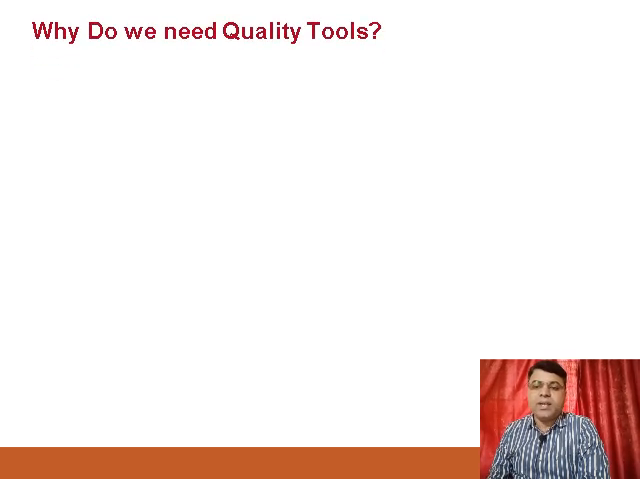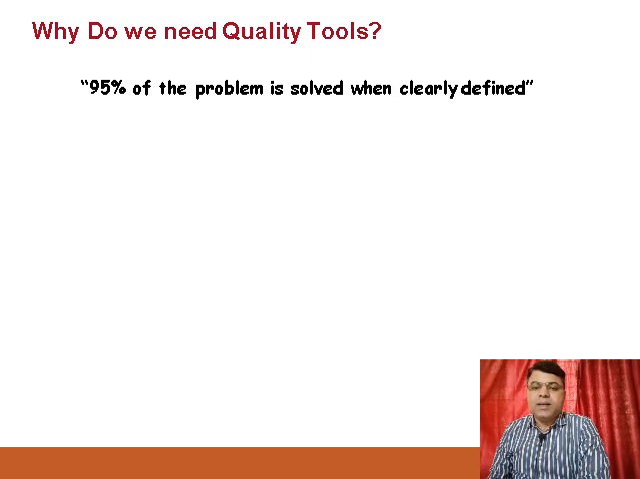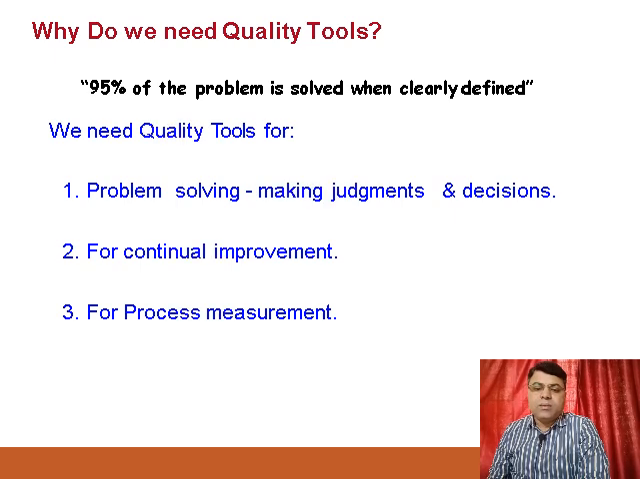So starting with 7QC tools, first we will understand why we require quality tools. Friends, 95% of the problem is solved when clarity is defined. So first of all we have to find out the clarity or root cause, then only we can resolve the issue. For finding out this clarity or root cause, we require quality tools. Most of the problems are resolved by using some quality tools, or we can make judgments or decisions by using quality tools. Quality tools are also used for some improvements, or process improvements.